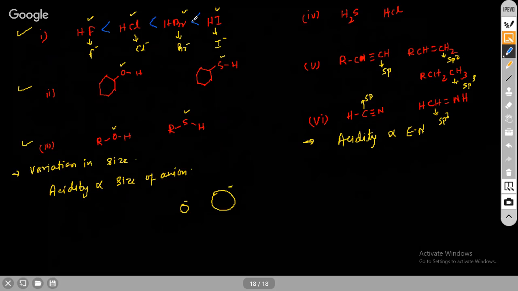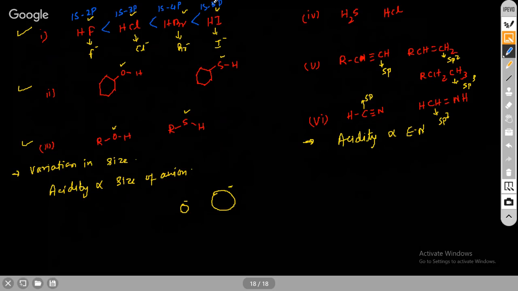Is it clear? One more thing you can think over here. The bond between this HF is what? It is 1s and 2p bond. 1s 2p. This is 1s 3p. 1s 4p and 1s 5p. Okay, bond length is maximum over here.